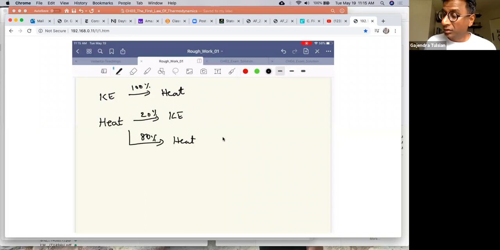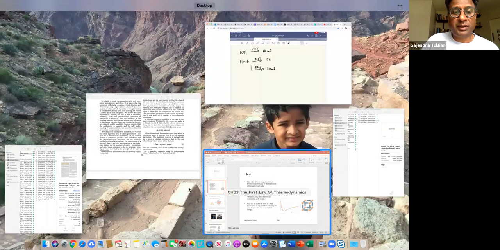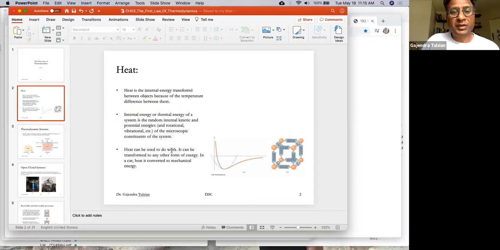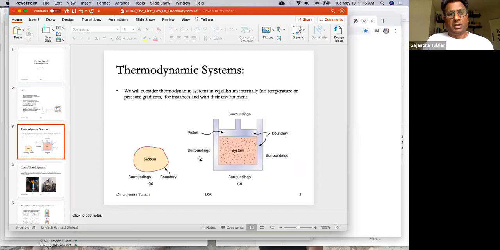So that is, as engineers, one of the things we would be interested in. How much heat can we convert to work? But we'll come to that. So in a car, heat is converted to mechanical energy. All right, now let's define some terms.